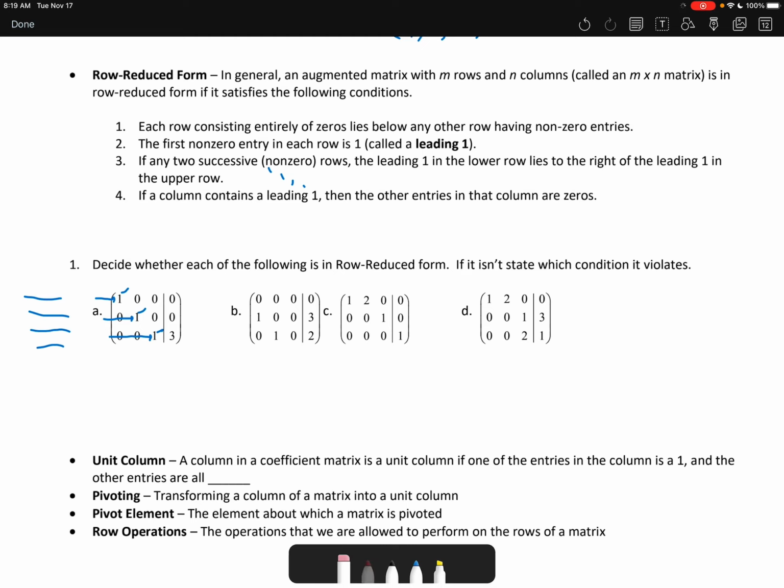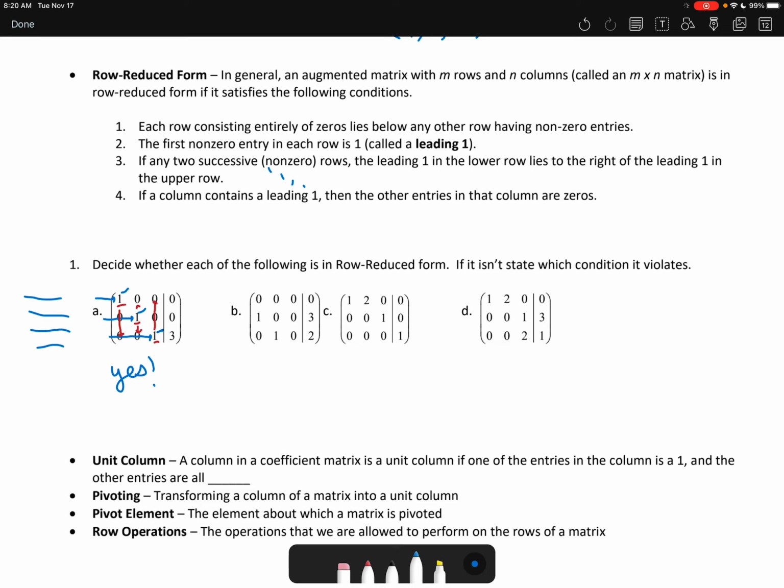And if it has a leading 1 in any column, all the other entries in that column have to be 0. So now if we're looking in the columns, here's a leading 1. All of the other entries are zeros. Check. Here's a leading 1. All of the other entries are zeros. Check. Here's a leading 1. All the other entries are zeros. So this one is perfectly fine. This one, yes, is in what we would call row reduced form. It hits all those criteria.